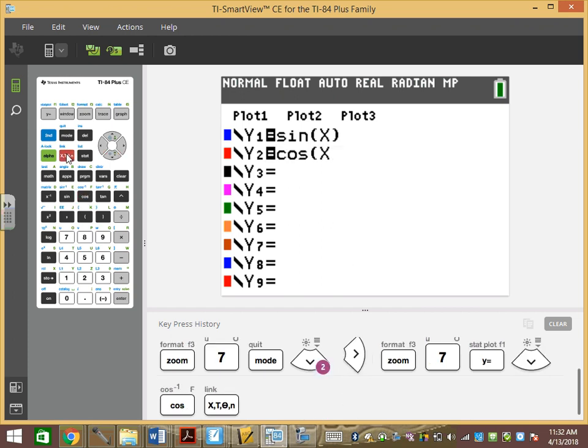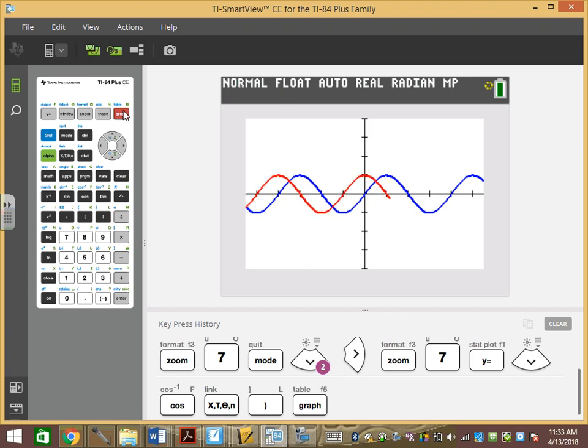We agree? Okay, in y2, just paying attention, you don't have to do this in your own calculators, I'm going to put in cos x. So the red one is cos. We agree? What's the amplitude of a cos graph? Still the same, right? 1. What's the period of a cos graph? 360 or 2 pi, stayed the same.